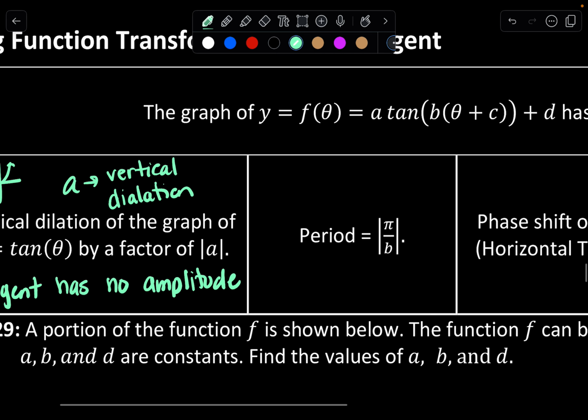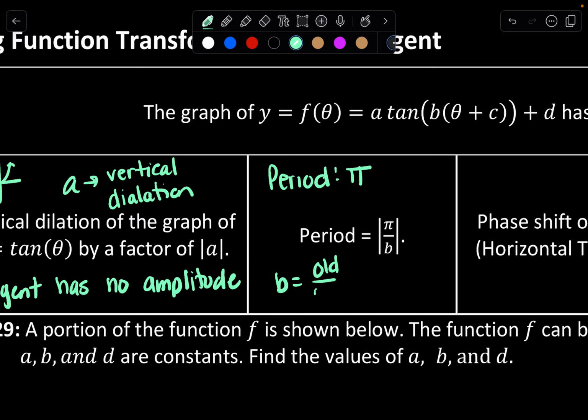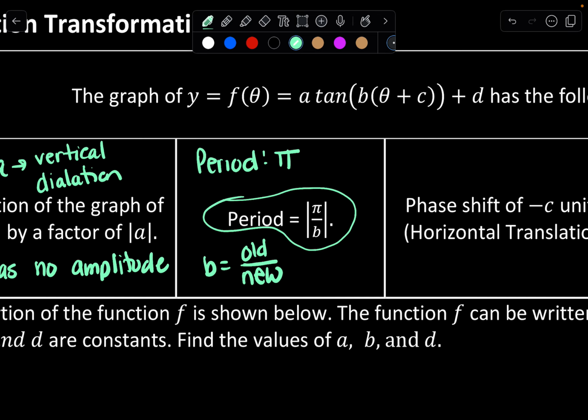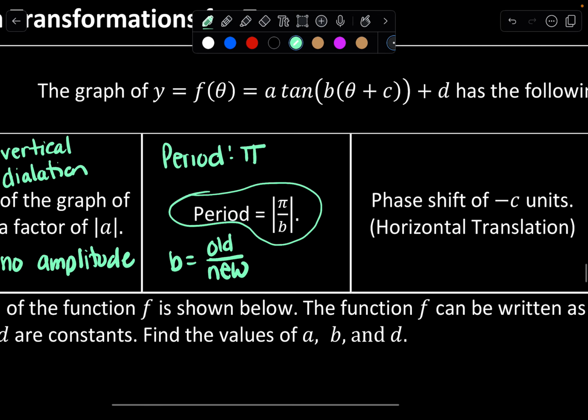To find the new period, it will be a little bit different. So if you recall from the previous unit, the period for tangent is pi. So we'll use the same method. We can say that b is equal to old over new, but now your old is going to be pi instead of 2 pi because the period for tangent is pi. And then we can also see the new period is equal to pi over b.